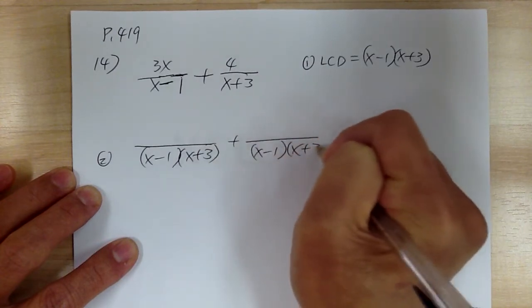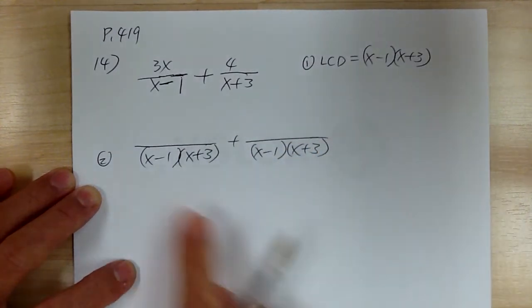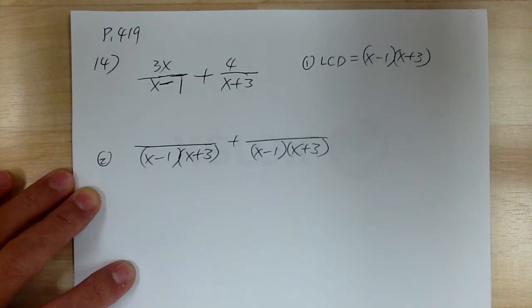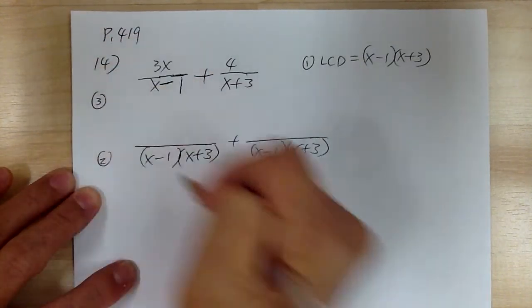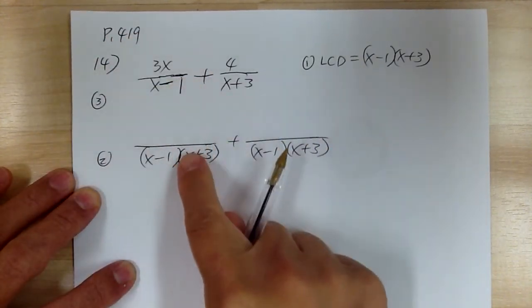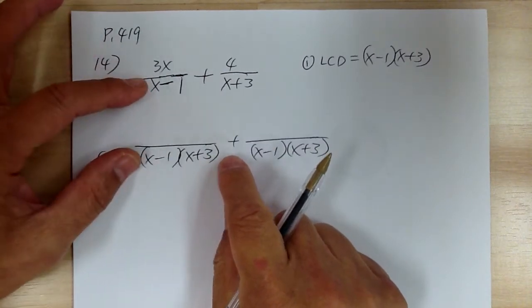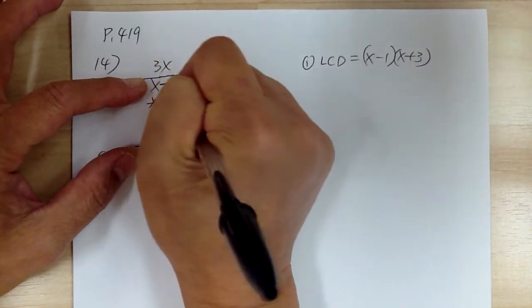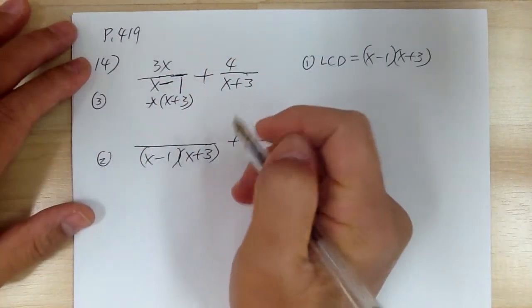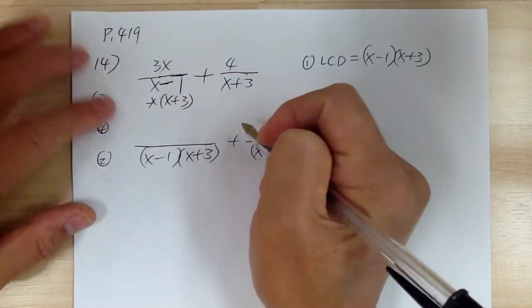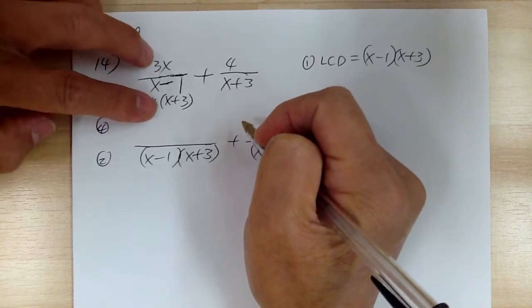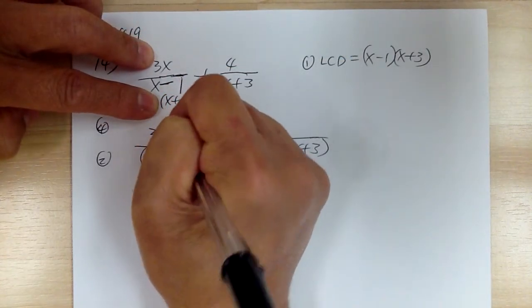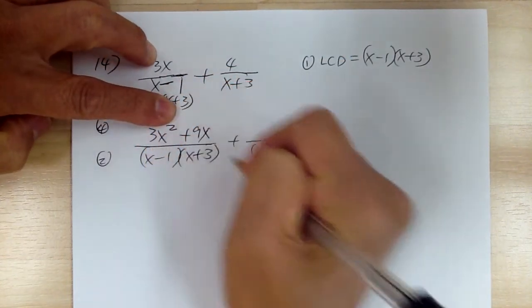Again, make sure you go through the steps so you don't get confused. So that's your step 2. Get your LCD. Then you do the step 3. Figure out what you're missing. So you got x minus 1. So you're missing the x plus 3. So you need to get x plus 3. So that's your step 3. Okay, so you can do the step 4 right away. So step 4 is multiply out. So you're going to get 3x squared plus 9x.